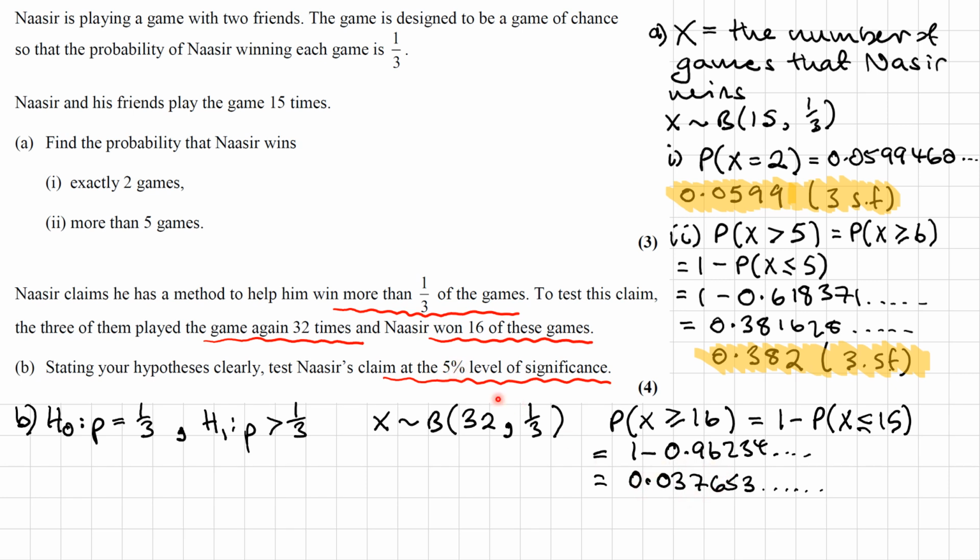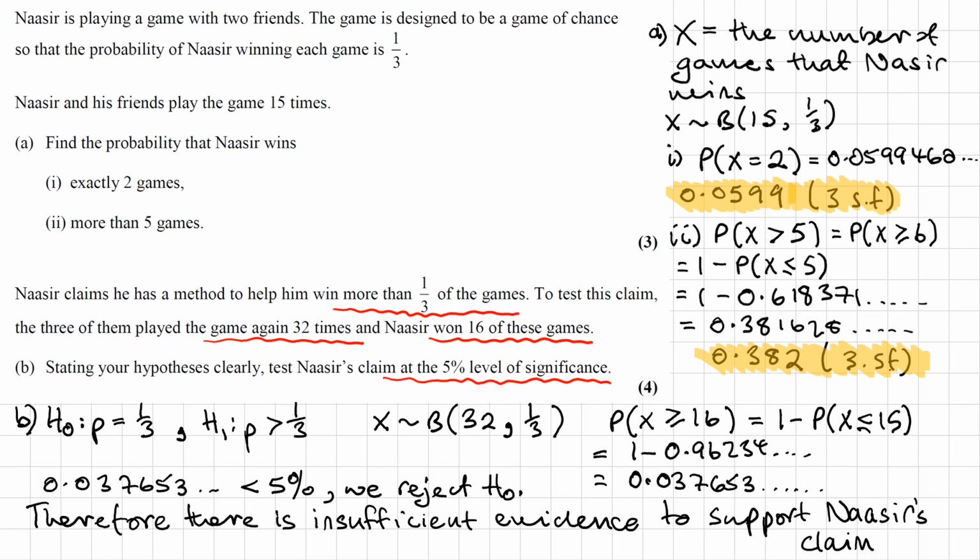So now we've done our calculation, we compare our calculated value with the significance level. If our calculated value is less than the significance level, we're going to reject H0. If it's greater than the significance level, we're going to accept H0. So since my calculated probability 0.037653 is less than 5%, okay, we reject H0, and now we need to write a conclusion in context. So that conclusion will be, therefore, there is sufficient evidence to support Nasir's claim. Now we don't need to state that claim because it's already stated in the question.